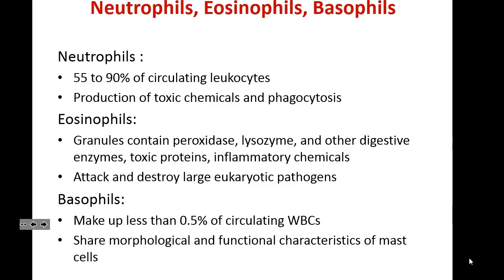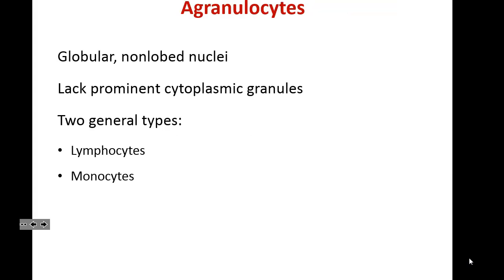Basophils make up less than 0.5% of circulating white blood cells. They share morphological and functional characteristics of mast cells. So, of the neutrophils, eosinophils, and basophils, which one makes up the least amount of white blood cells? Basophils. The largest one would be the neutrophils, 55 to 90%.